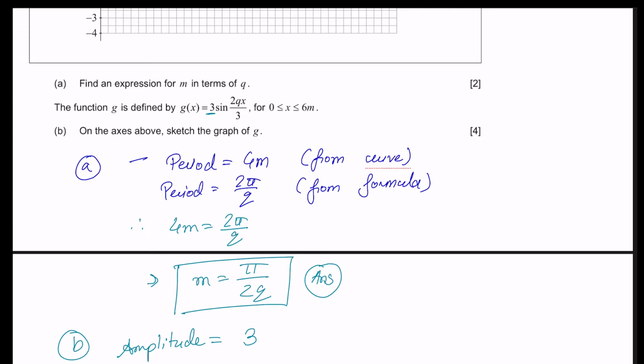And what happens to the period? You have multiplied x by 2 by 3, so the horizontal stretch will be 3 by 2 times. The 2 by 3 for horizontal, we take it as 3 by 2. So the period will be 3 by 2 times 4m, because 4m was the initial period. So we'll be stretching it 3 by 2 times. This will be 6m. The period of the curve will be 6m.